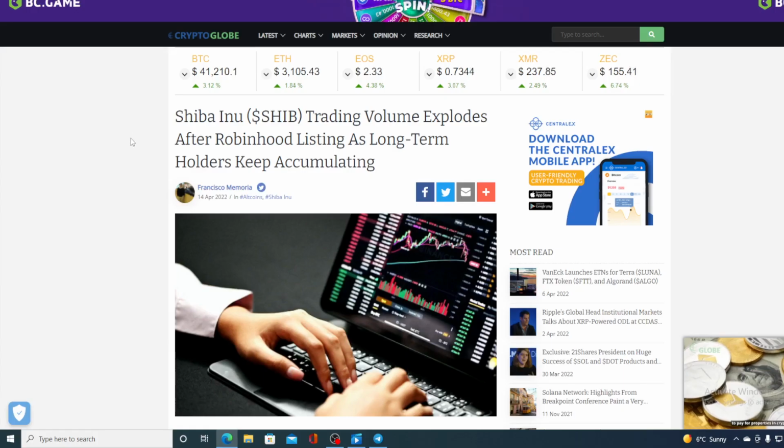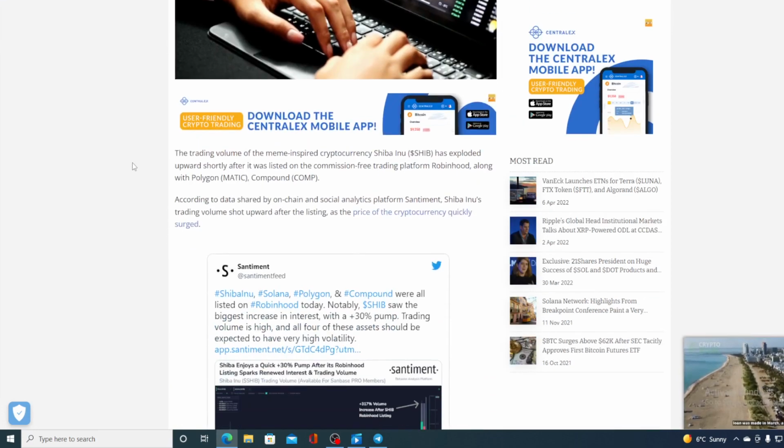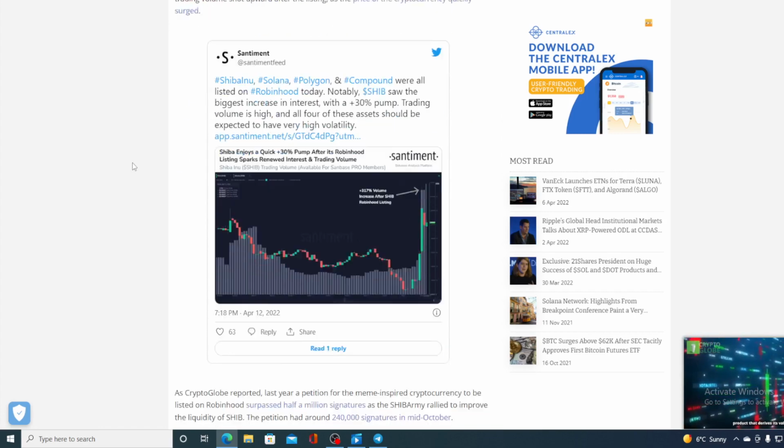Now take a look at this, guys. Shiba Inu trading volume explodes after Robinhood listing as long-term holders keep accumulating. The trading volume of the meme-inspired cryptocurrency Shiba Inu has exploded upward shortly after it was listed on the commission-free trading platform Robinhood, along with Polygon and Compound. According to the data shared by on-chain and social analytics platform Sentiment, Shiba Inu's trading volume shot up after the listing as the price of the cryptocurrency quickly surged.